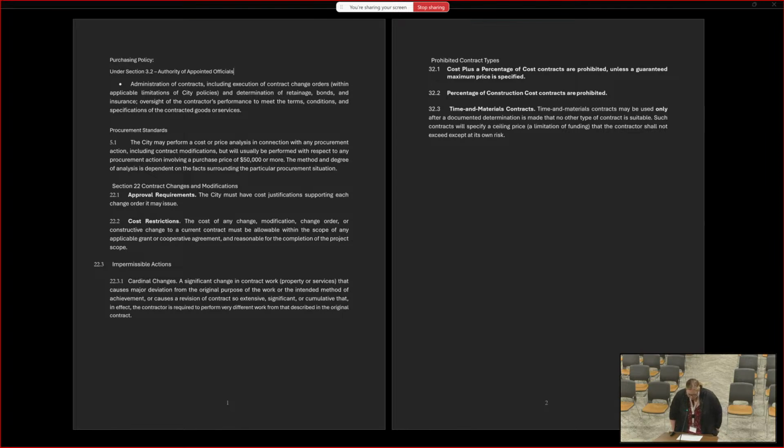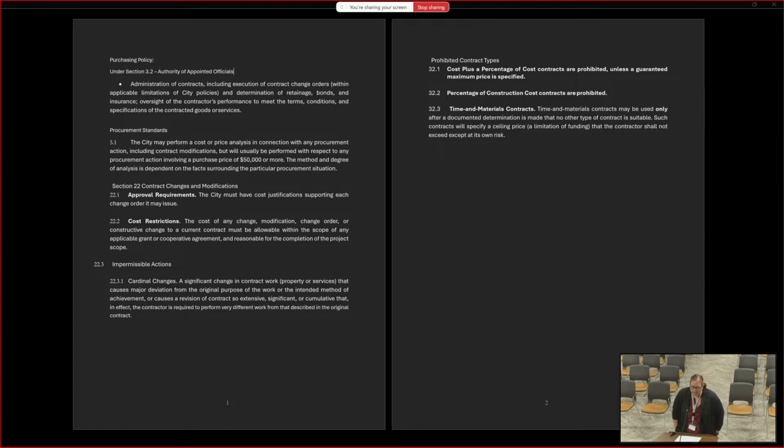There's also procurement standards under 5.1 where it says that the city can perform a cost or price analysis in connection with any procurement, including contract modifications. And it says it will usually be performed with respect to any procurement action involving a purchase price of $50,000 or more. This method and degree of analysis is dependent on the facts surrounding the particular procurement situation.